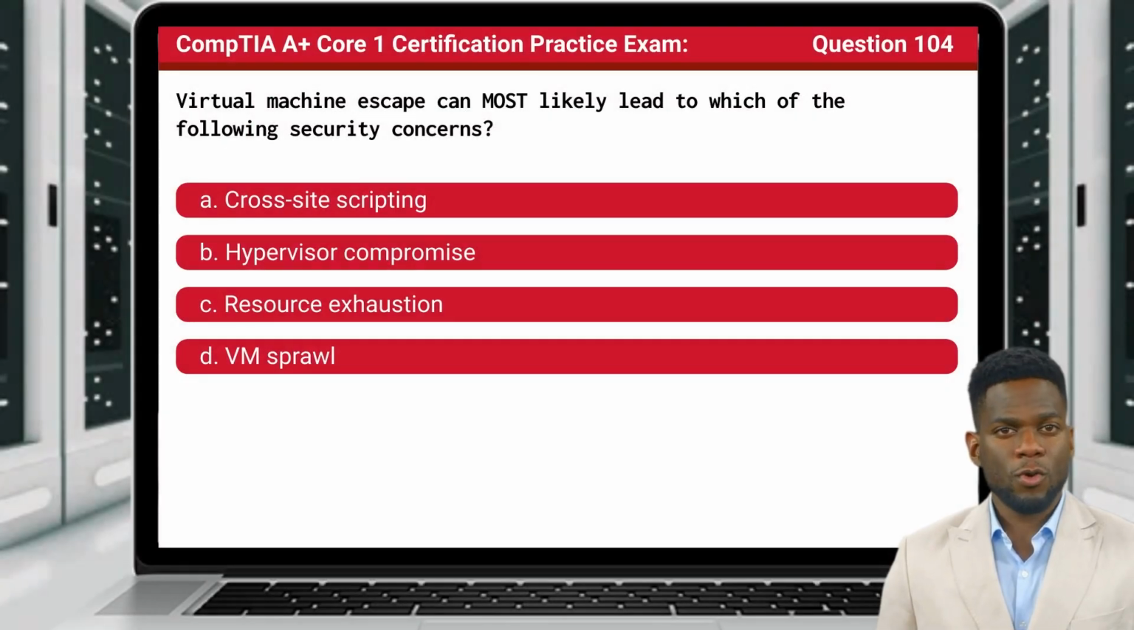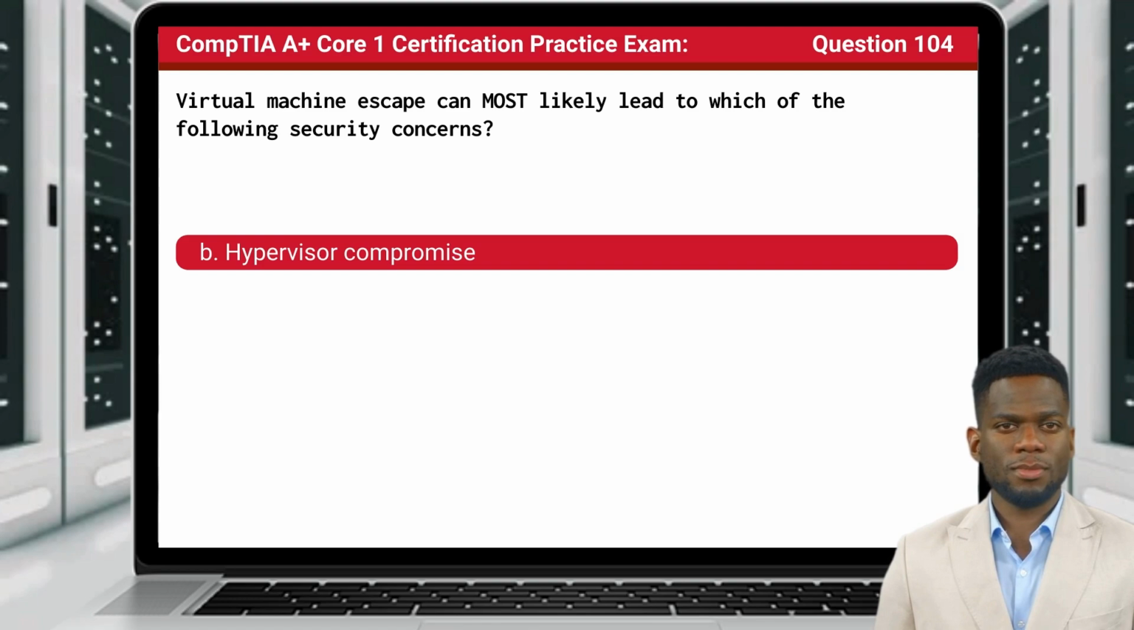Question 104. Virtual machine escape can most likely lead to which of the following security concerns? The answer is B. Hypervisor compromise.